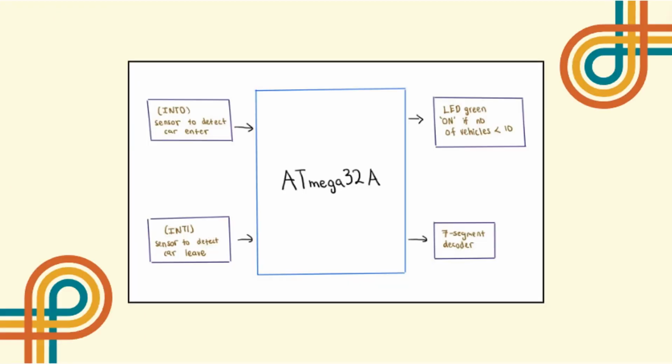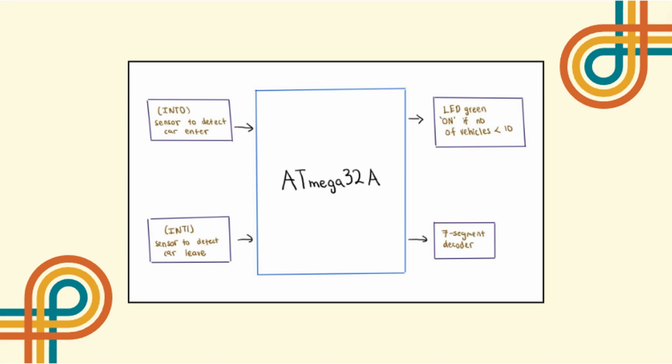For the block diagram, we have two inputs and two outputs. Our system is using the Atmega 32A. The inputs are a sensor to detect a car entering the parking system and a sensor to detect a car leaving the parking system. For these two sensors, we use interrupts, assigned to interrupt 0 and interrupt 1.